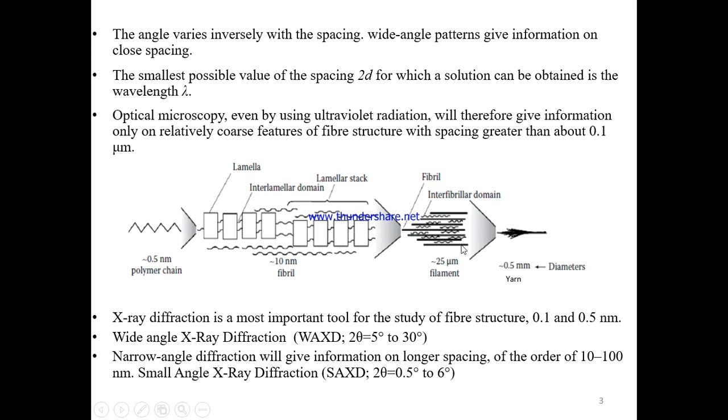But you can measure what is inside a filament, the coarse features, defects in the filament, the long range order, maybe by optical light or ultraviolet radiation. So what is the approach? Then you need to go for radiation which has a much shorter wavelength. You need to go for the X-ray, which has a much shorter wavelength.